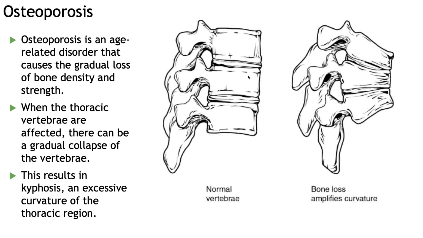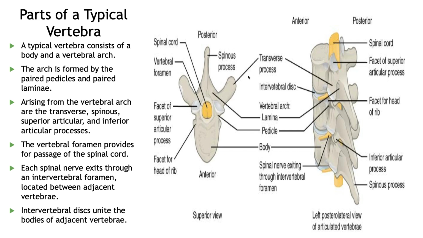Osteoporosis is one of those things. Osteoporosis is an age-related disorder that causes the gradual loss of bone density and strength. We talked a little bit about this in the previous section, but when the thoracic vertebrae are affected, there can be gradual collapse of the vertebrae, and this can result in kyphosis, or an excessive curvature of the thoracic region, especially as humans age.